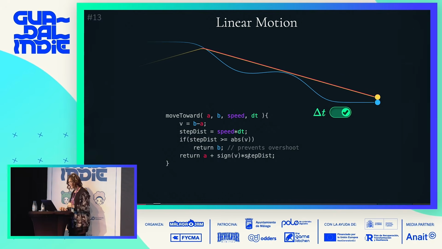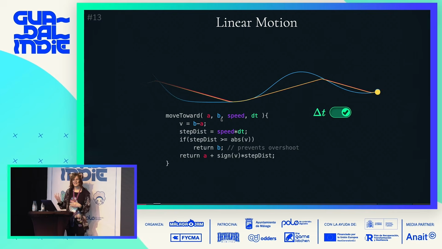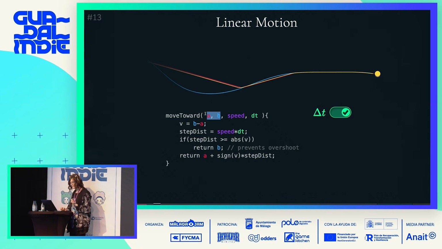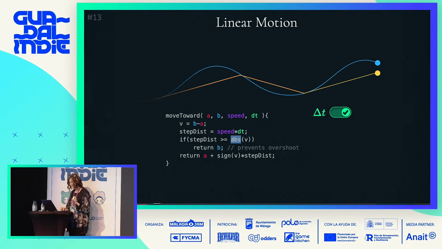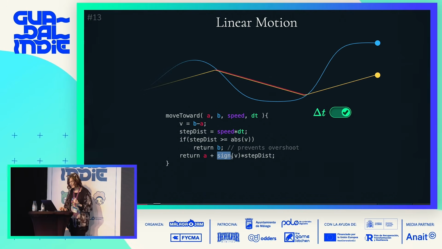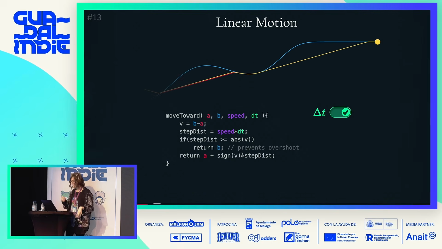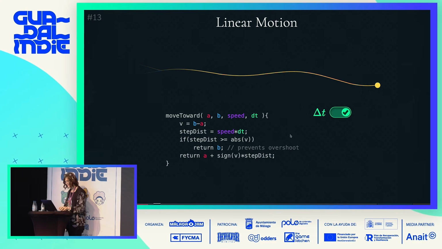So if you want to write this function for vectors instead of numbers, then all you need to change really is to make a and b vectors. And then abs v is just going to be the magnitude of v, and sign of v is just going to be normalizing v. So these are the equivalent functions for one-dimensional values, I guess.